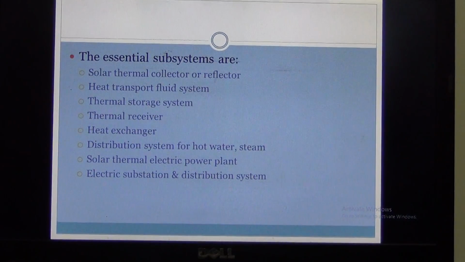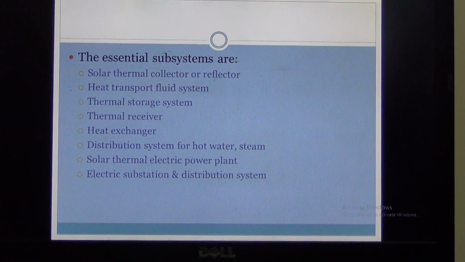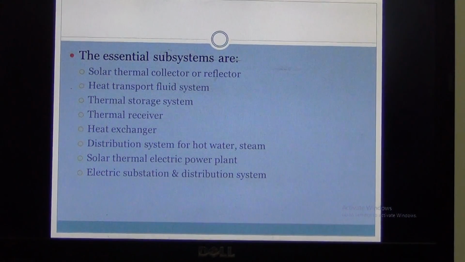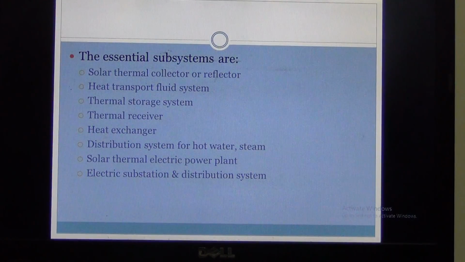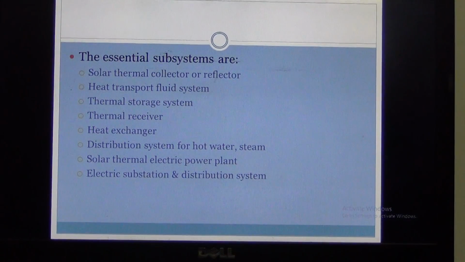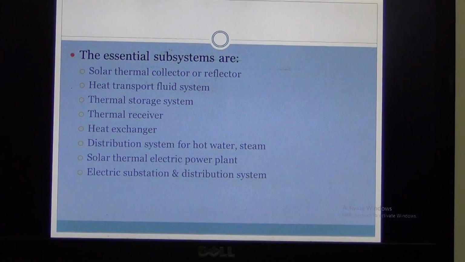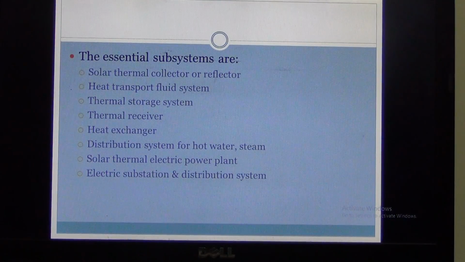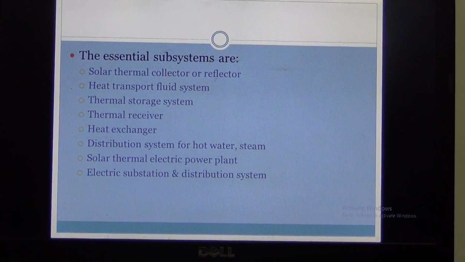Solar thermal collector or the reflector, where the heat energy is collected and reflected to a unit. Heat transport fluid system, the fluid is very necessary, it absorbs the heat and this heat is sent to the other fluid for power generation. Thermal storage system, the heat is stored in a system, the thermal storage system. One thermal storage system delivers the heat to the other thermal system, and it is called the thermal receiver.